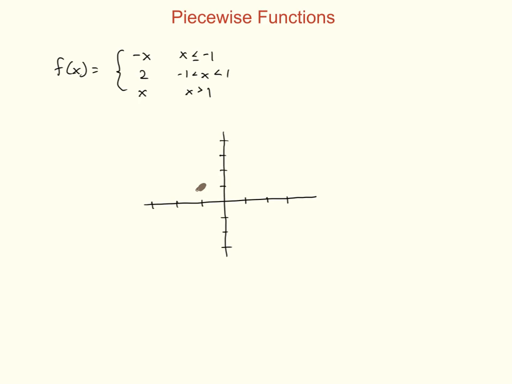Dot. And then, since I'm only using that first piece when I'm using values of x less than -1, I'll put -2 in there and I'll get a +2. So I get the point -2, 2, and graphically, I have that line.